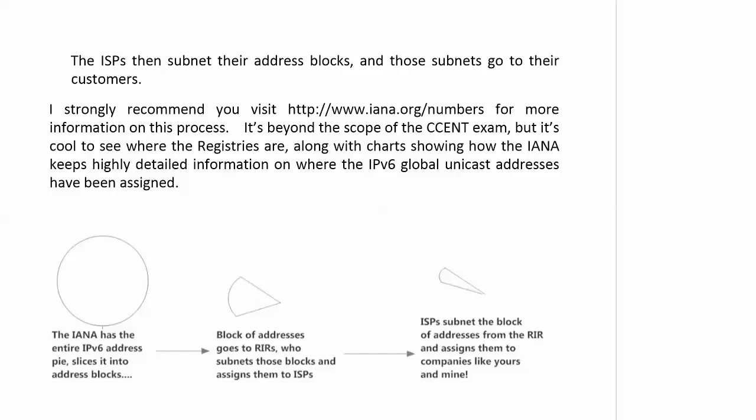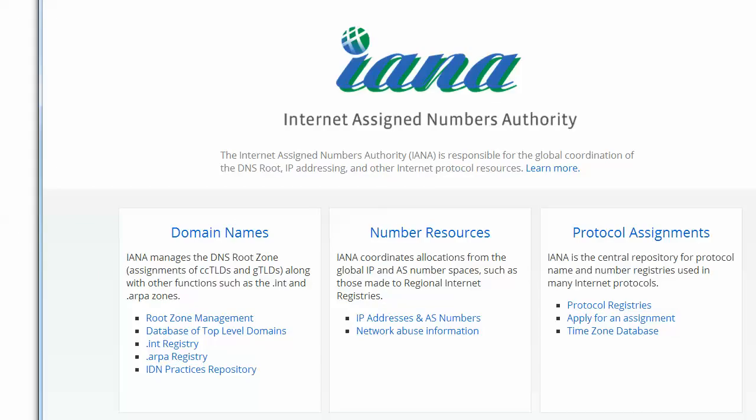I do recommend you go out to IANA.org/numbers for more info on the process. It's not required for the CCENT or CCNA exam, but it's cool stuff to see where the registries are, charts that show how the IANA keeps highly detailed information on where the addresses go. It's highly organized. And actually, let me just quickly show you the website here.